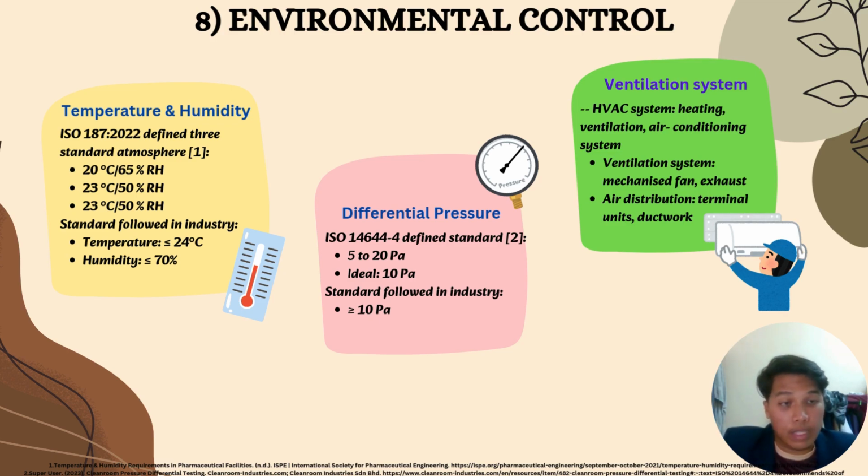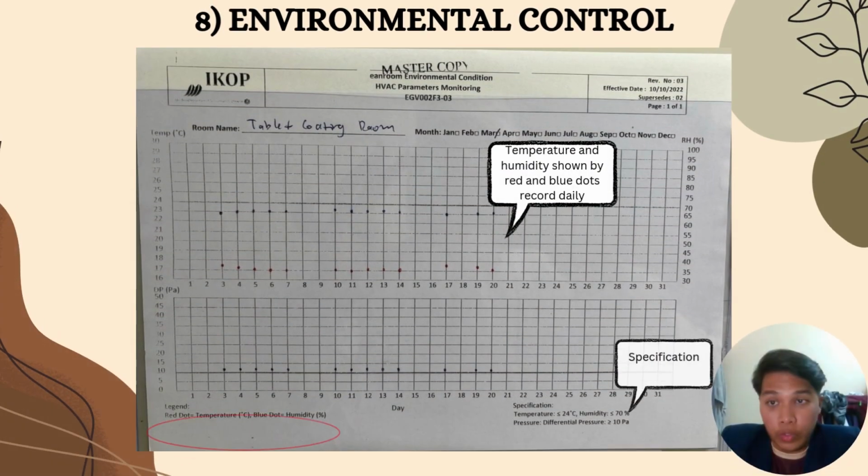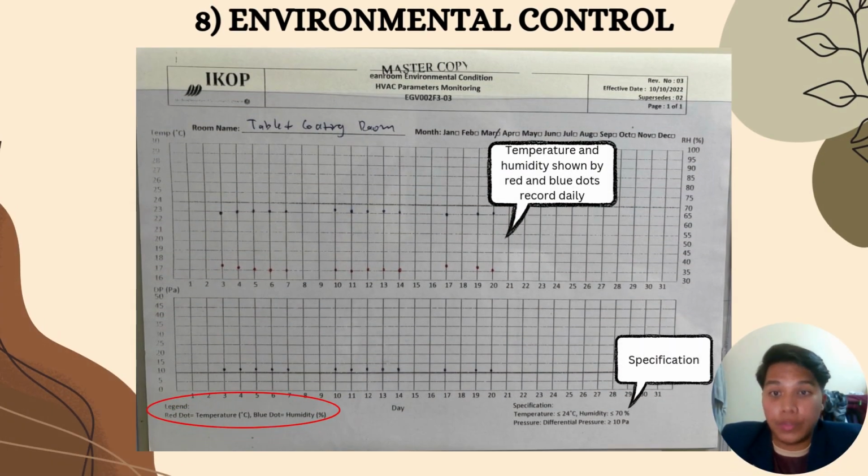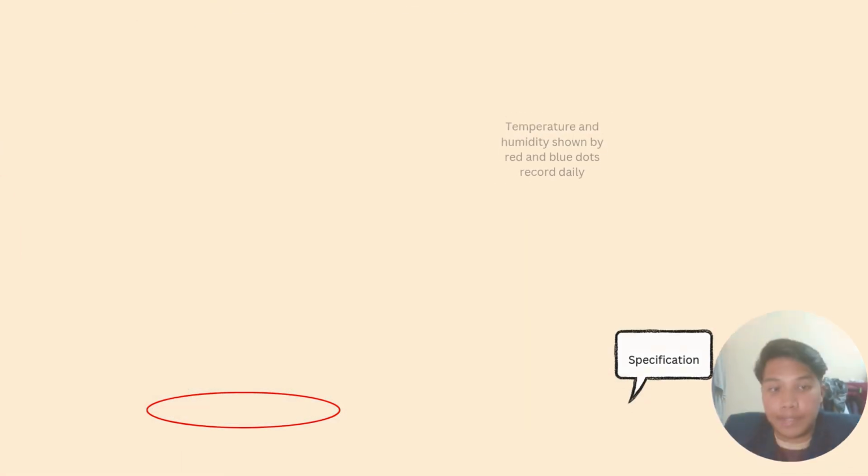And the last one is the ventilation system, where we use an HVAC system for heating, ventilation, and air conditioning. So look, this is an example of the environmental control record that has been conducted in the ICOP manufacturing industry. They show the specification at the bottom of the paper, and they also mark in two different colors, red and blue dots. The red usually indicates the temperature, whereas the blue indicates the humidity. This ensures that temperature and humidity are within the specific range, so if there is any alteration, immediate measures can be taken.